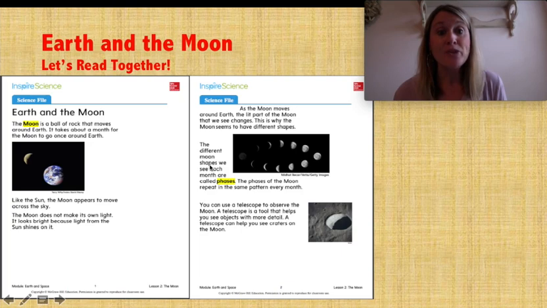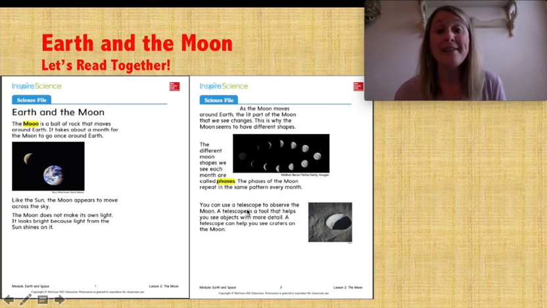The different moon shapes that we see each month are called phases. Can you say that word? Phases. Good job. The phases of the moon repeat in the same pattern every month. And we talked about that a little bit earlier.